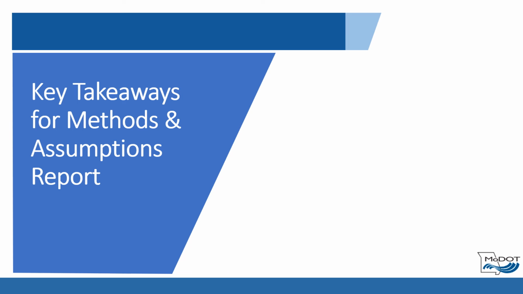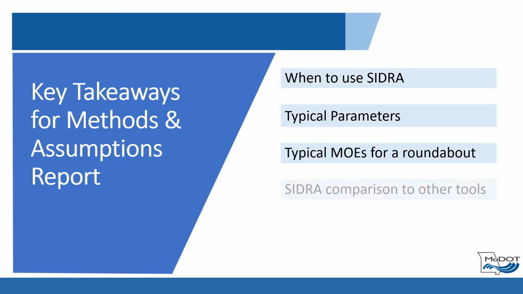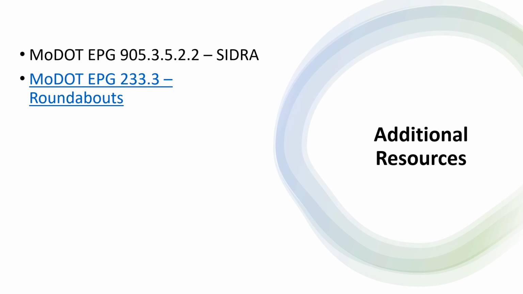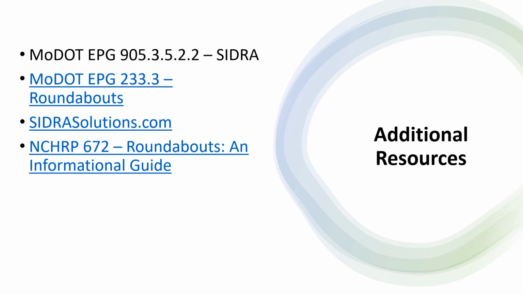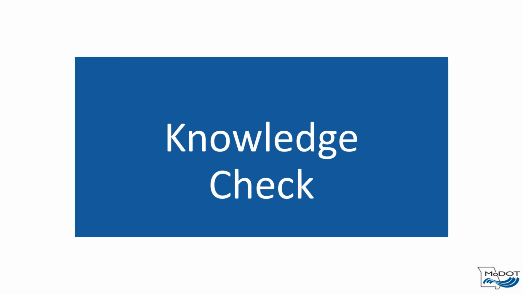Key takeaways for this module include when to use SIDRA, typical SIDRA parameters to be aware of, typical MOEs for a roundabout, SIDRA comparison to other tools, and common application situations. Additional information can be found in MoDOT EPGs, on SIDRA's website, and the NCHRP Report 672, and in information provided by the FHWA report template. Time to see what you know.